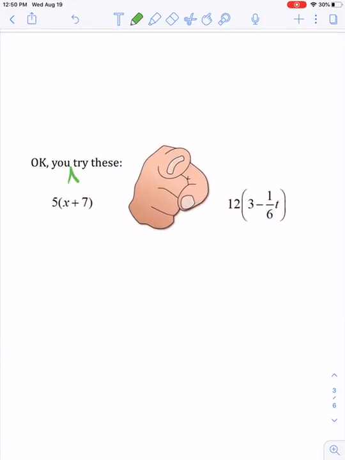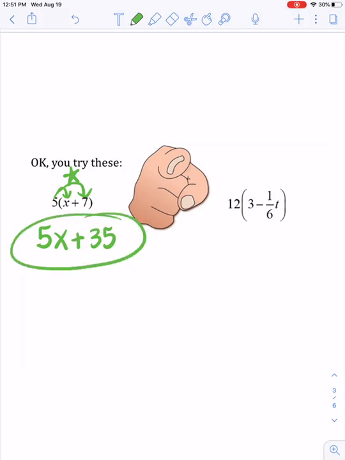All right, why don't you go ahead and try this first one. You're going to enter your answer on Edpuzzle right now. For your answer, you should get 5x, 5 times x, plus 5 times 7, which is 35. Hopefully that's what you got. Let's do this next one together.